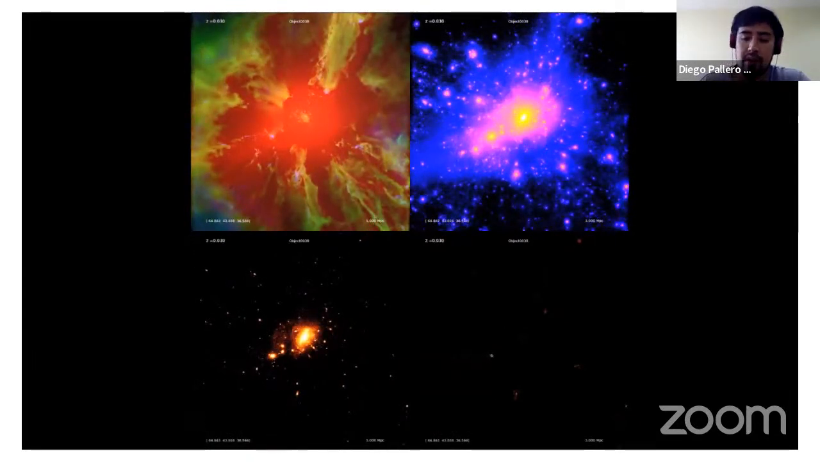So, for example, we could select galaxy clusters from the Eagle simulation. We could take the galaxies, the satellite galaxies of those clusters. We could follow them in time and see in which part of their evolution their star formation stopped. And actually, that's what we did.